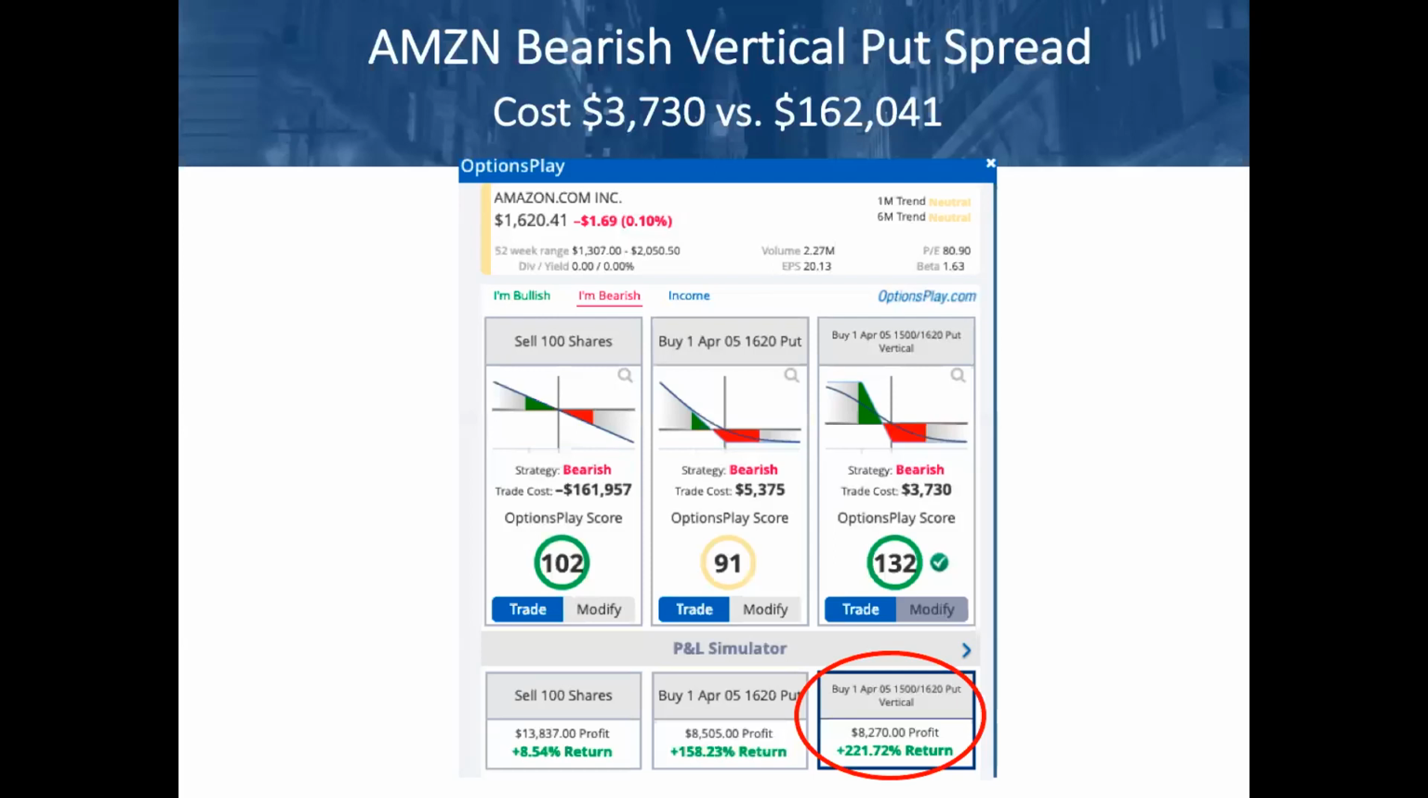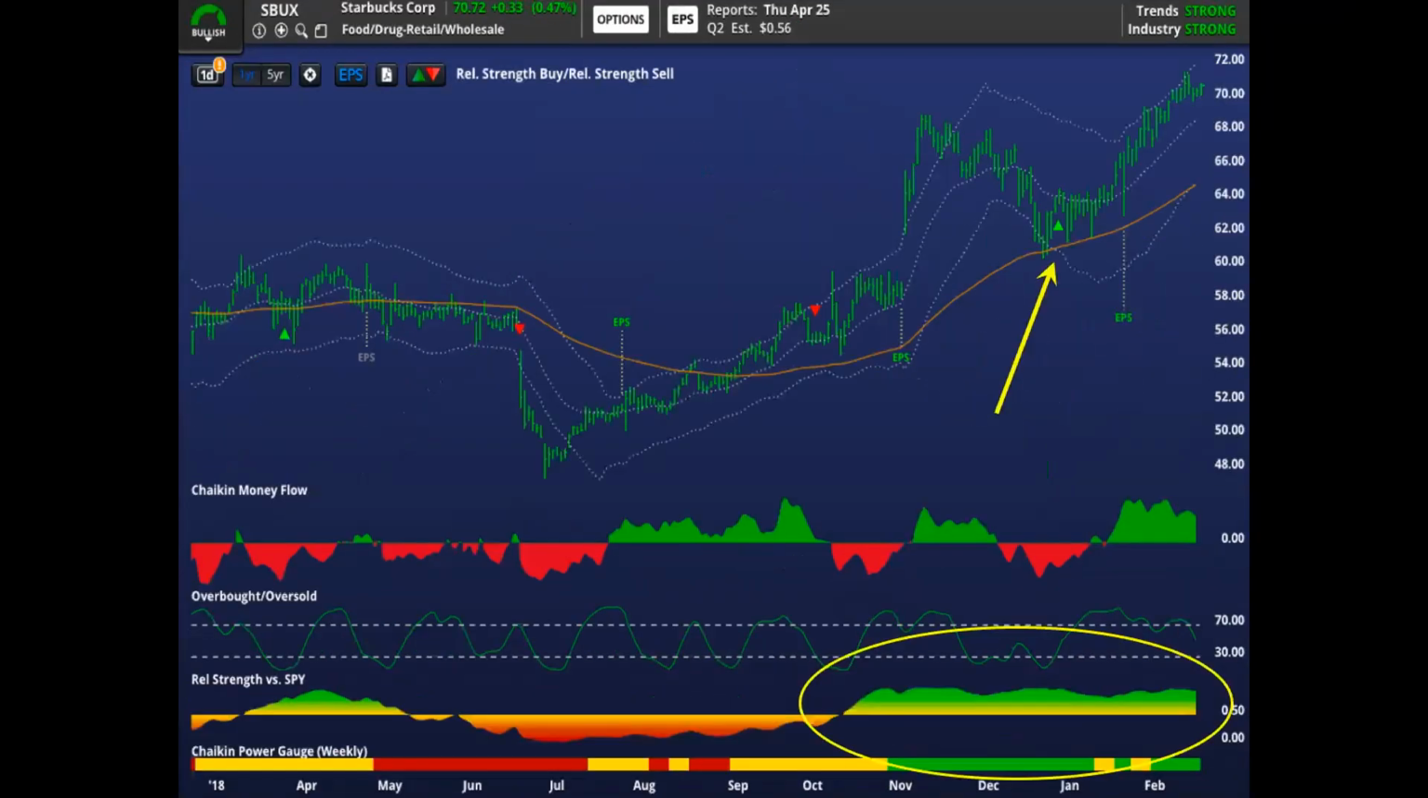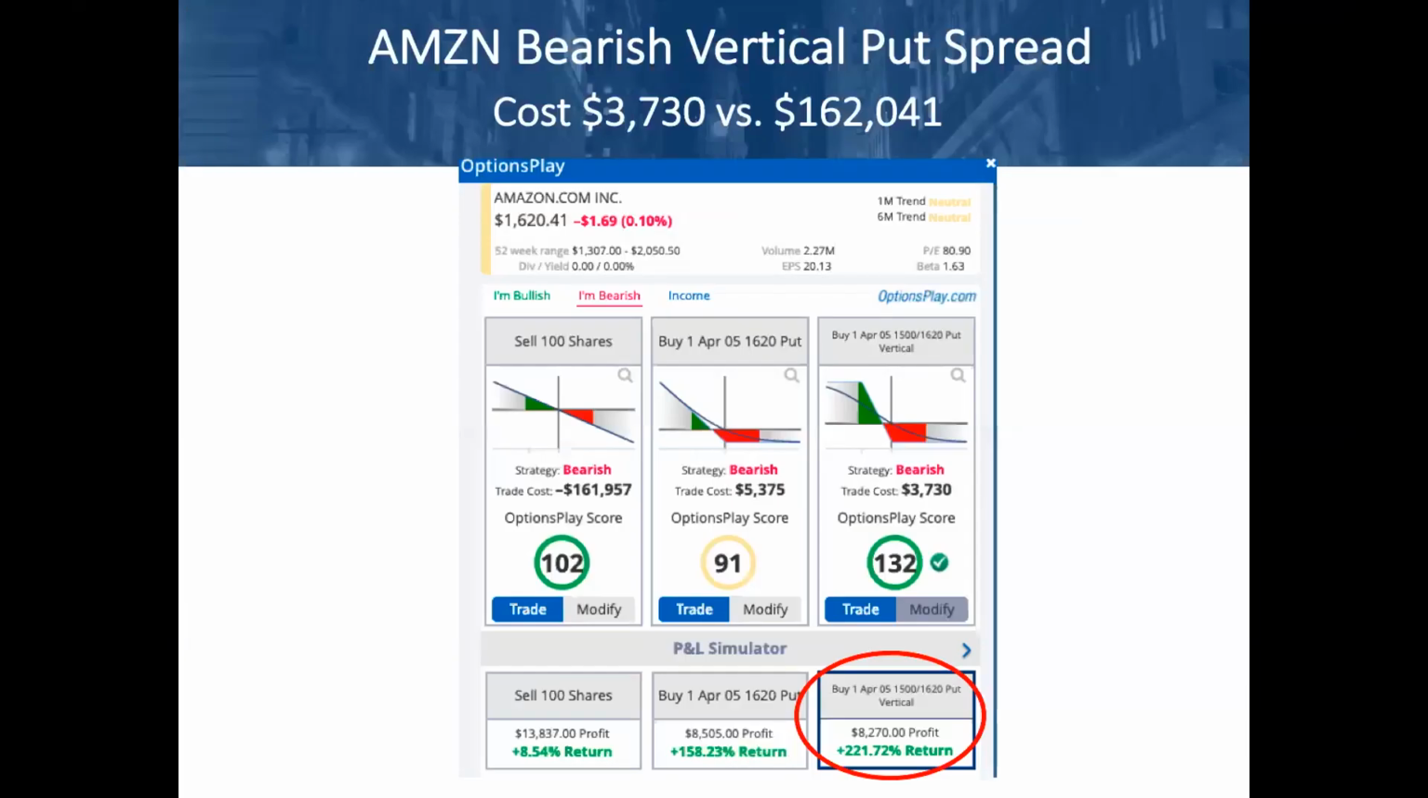Now, let's look at Starbucks as a real favorite. We've already looked at that, but let's look at it again because everything is in place. Power gauge rating is bullish, outperforming the market. Institutional accumulation, it's a turnaround story. Just wait for that pullback and look for the options opportunity.